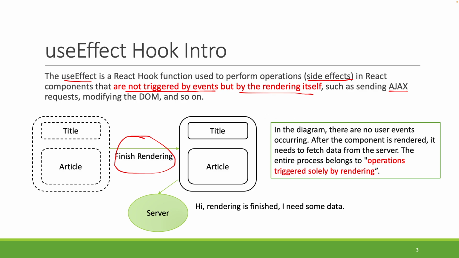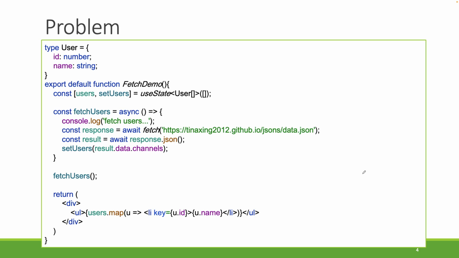So in the diagram there is no user event that occurred. After the component is rendered, it needs to fetch data from the server. The entire process belongs to operations triggered solely by the rendering. So in this case, you can use useEffect, because if you're not using it, you're going to have a problem. So let's see the problem.